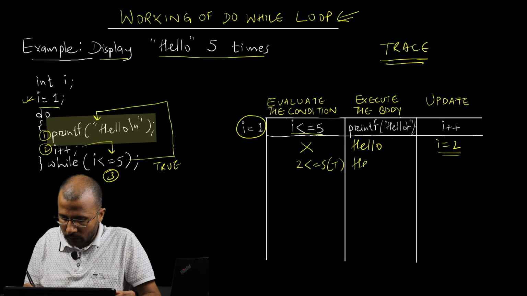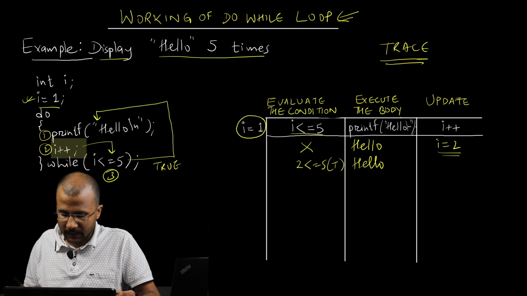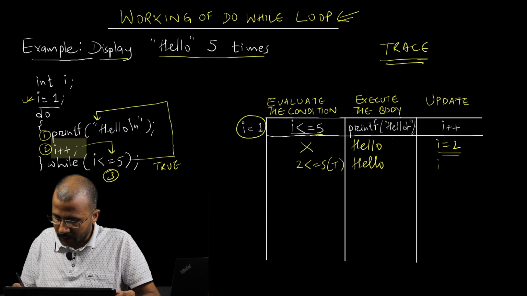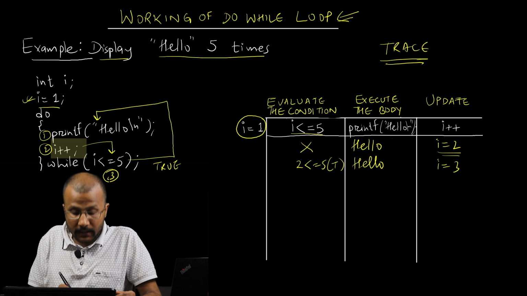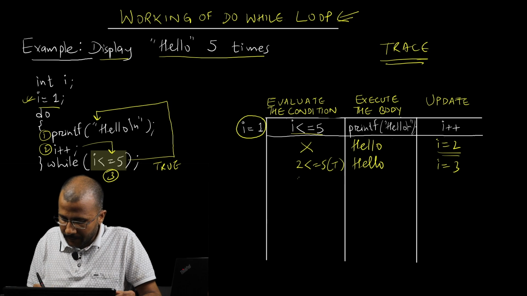So you display the hello on the screen. Then you execute step number 2, that is increment the value of I by 1. So now I becomes 3. Now you check the condition. What is the condition? I less than equals to 5, that is I is 3. 3 less than equals to 5. Is this true or false?